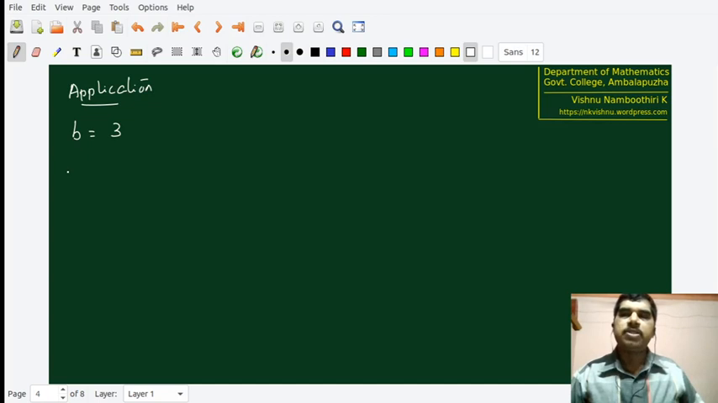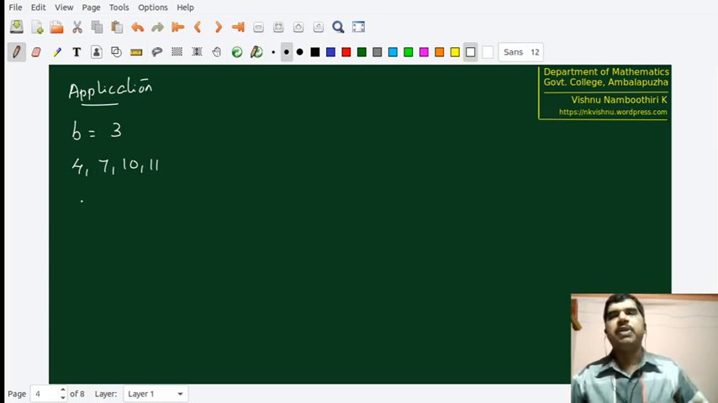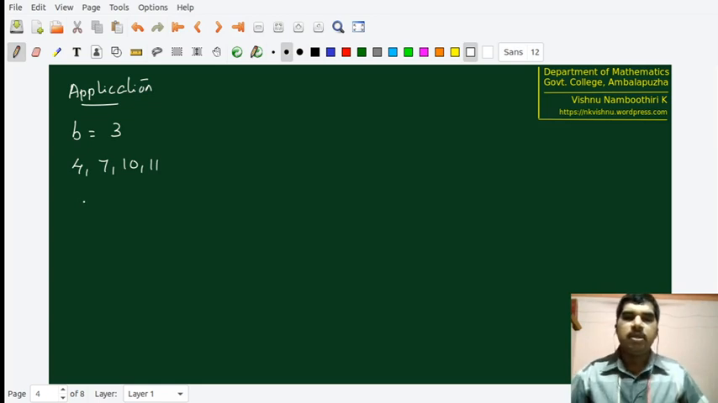Now take at least 4 randomly chosen integers. Maybe we can take 4, 7, 10, 11. Now consider the differences between these integers. That means take a pair of integers and take their difference. So if you take 4 and 7, we will get minus 3. If you want, we can just rearrange it so that we only take the difference. Since we are interested only in division with b, we can take the difference in either way, either 4 minus 7 or 7 minus 4. So we take 7 minus 4, we will get 3.